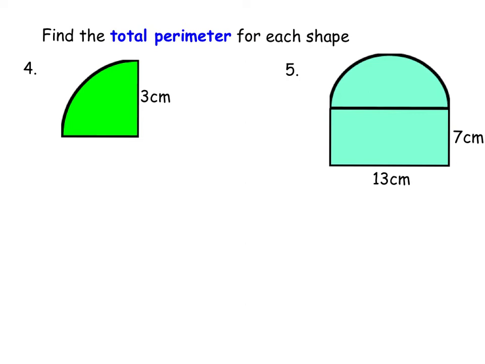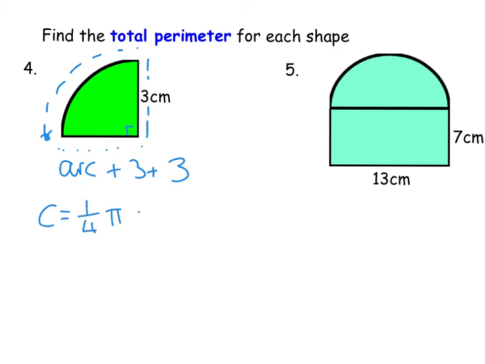So they can change the questions here and they can ask you not for the arc length but total perimeter. So please remember, total perimeter of a shape is if you are walking right around it. So for this shape here, if this was my starting point, I would walk right the way around the arc, and then I would walk along the 3 and then back the way along another 3. So the total perimeter for this one is going to be your arc plus 3 plus 3, the total distance around it. Our arc is a quarter circle, so we'll do a quarter times pi d.